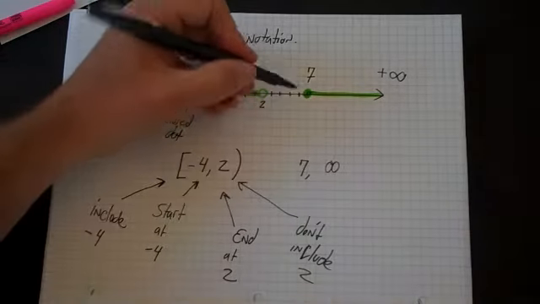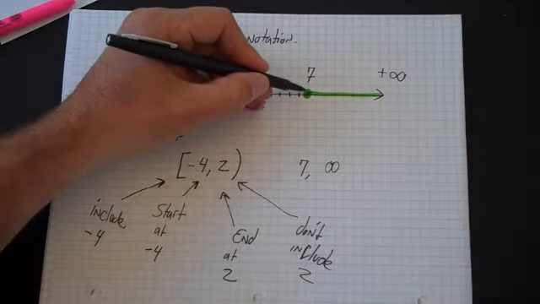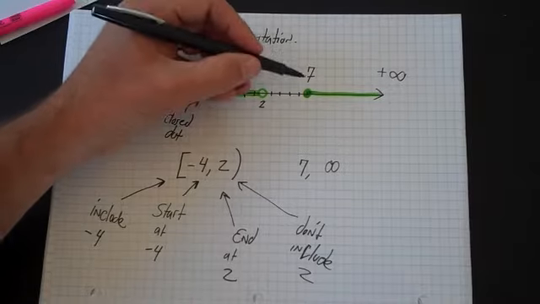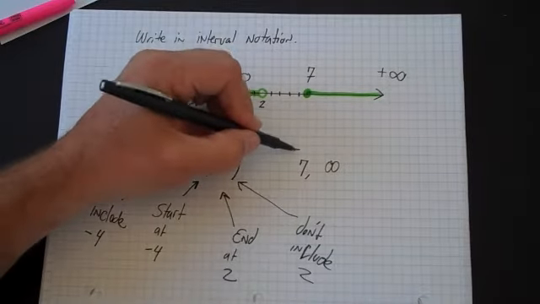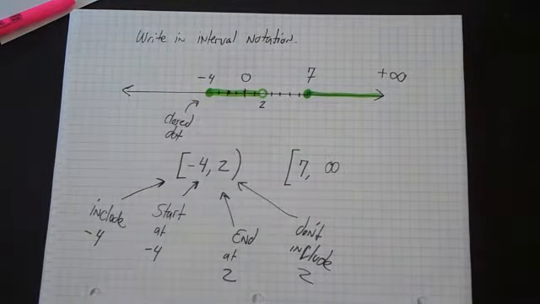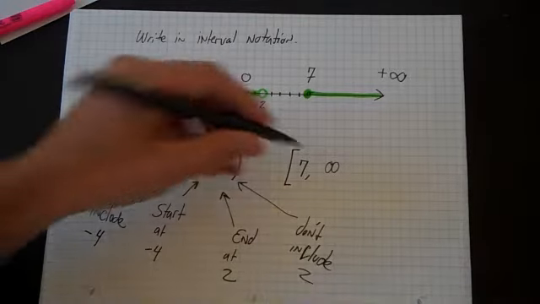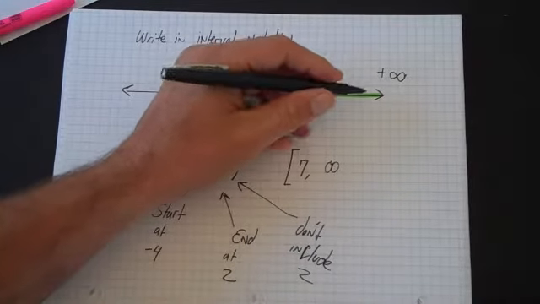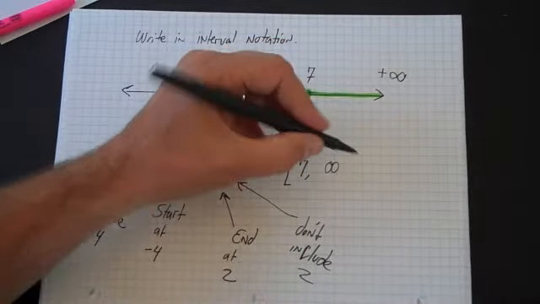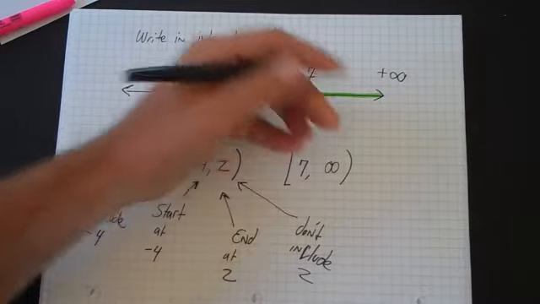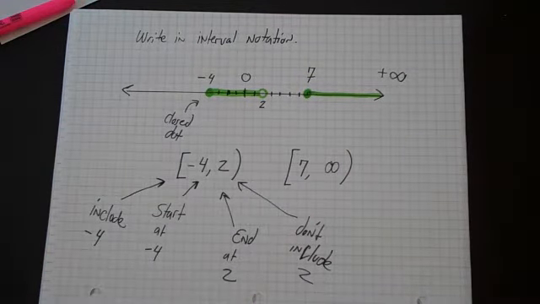Now, do we include the point 7? It's a closed dot. Since it's a closed dot, we are going to include it, so that's going to be a closed bracket. And then we're going to go to infinity. Does it include infinity or not? That's kind of a philosophical question. People just use open parentheses there.